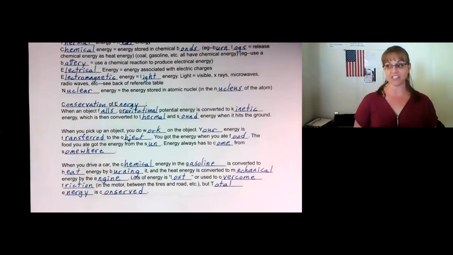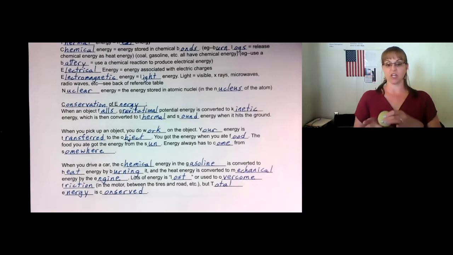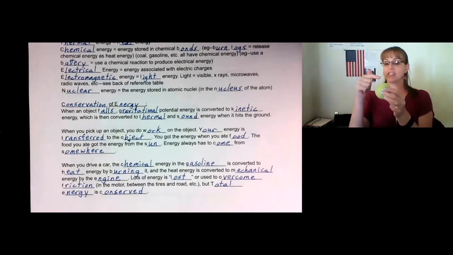It's not lost, it changes forms. When you pick up an object, you do work on the object. I have just done work on this ball. My energy was transferred to this ball. Now, where did I get the energy from? Well, when I ate breakfast this morning, that was how I got the energy from the food.